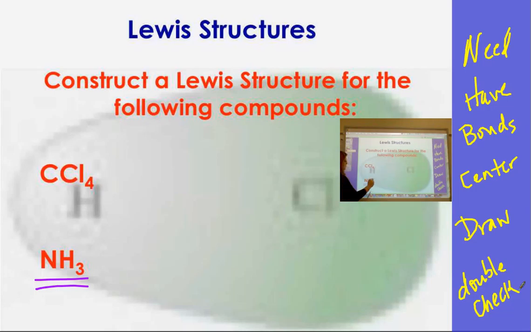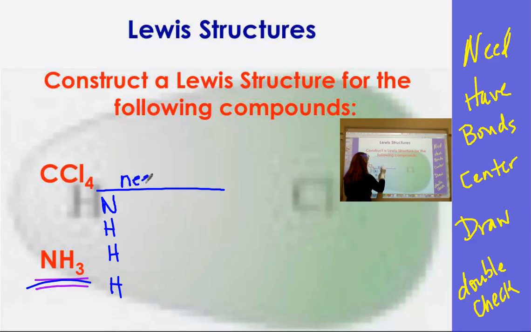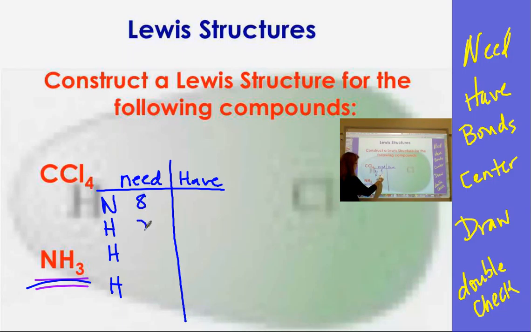Listing out all of the elements that we have. We have N, H, H, H, NH3. You can draw your columns. This chart just helps me to keep organized. How many do I need? Everybody needs 8, except for hydrogen, who only needs 2. 8 plus 2 is 10, and 2 is 12, and 2 is 14. But how many do I have?